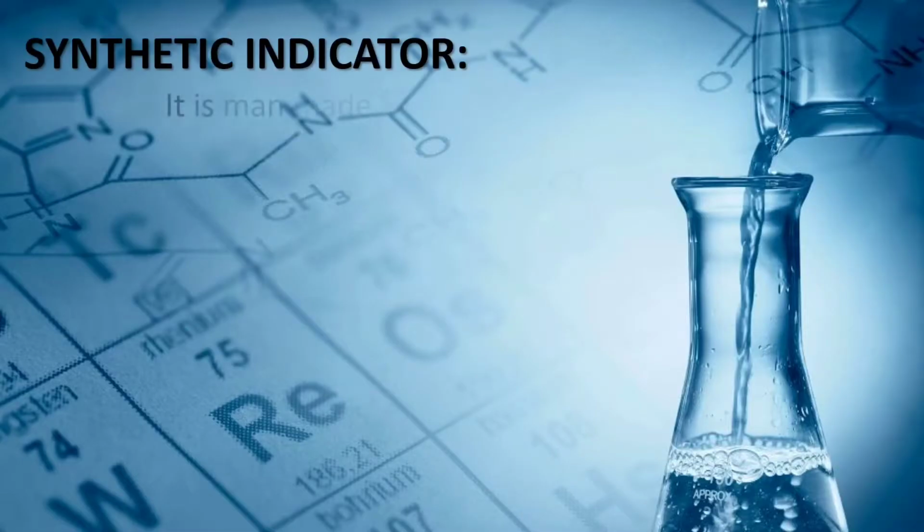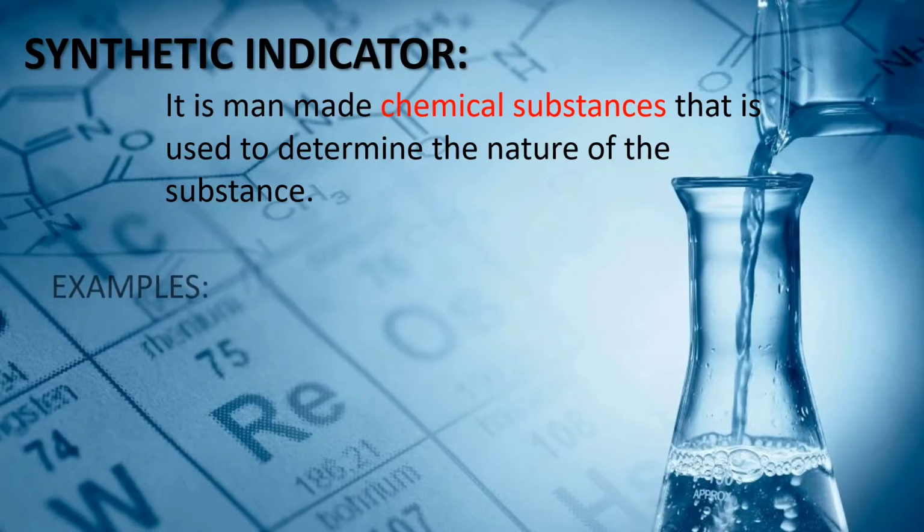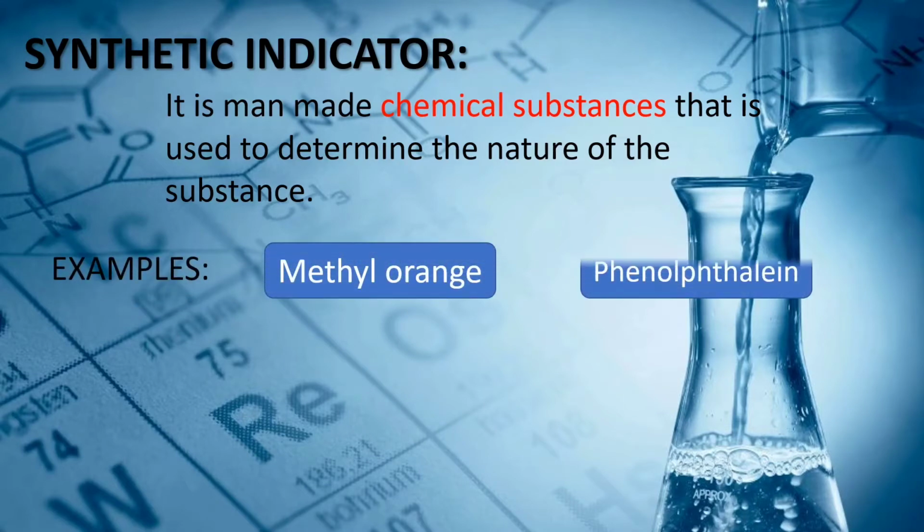It is a man-made chemical substance that is used to determine the nature of the substance. It is not something which we get from nature, right? It is not natural. It is synthetic or artificial, made by man, and it is a chemical substance used to determine the nature of the substance. Let us see examples of it. There are two examples: methyl orange and phenolphthalein.